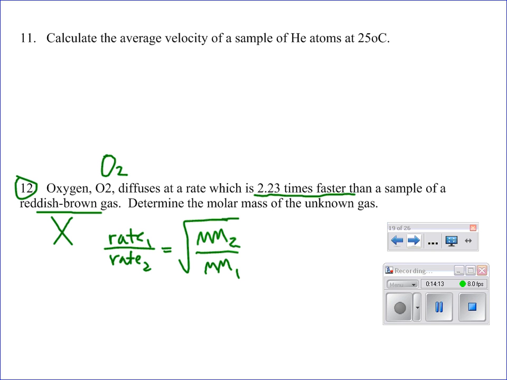So, how am I going to do this? It doesn't give me two rates, but it does tell me something. The ratio, if this is 2.23 times faster, is it okay to put oxygen on top of X and say that this is 2.23 over 1? Yeah? Do you get that? If that's 2.23 times faster, we can assume that's a rate of 1 and that's a rate of 2.23.